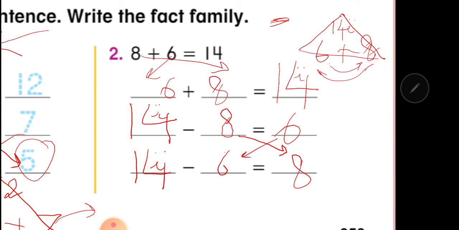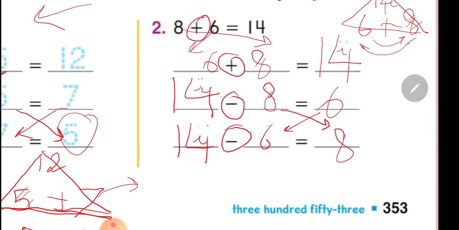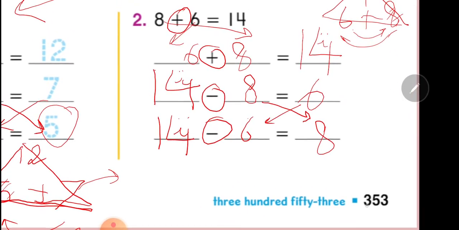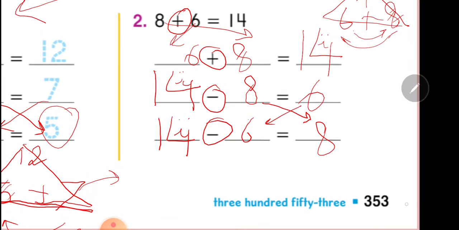Now, how many numbers are used? 6, 8, 14. They are a family. They are connected. How many sentences? 4. 2 for add and 2 for subtract. Okay? Let's move to the next page. What comes after 353? Add 1. Next page.